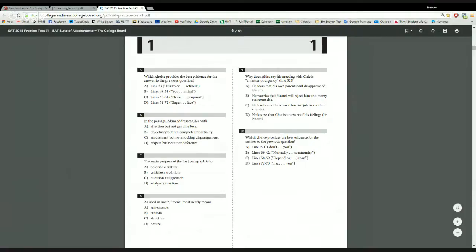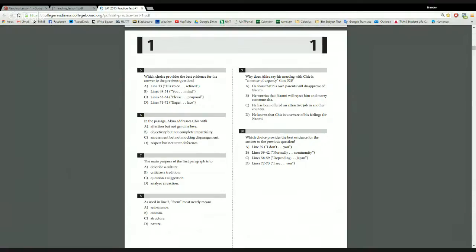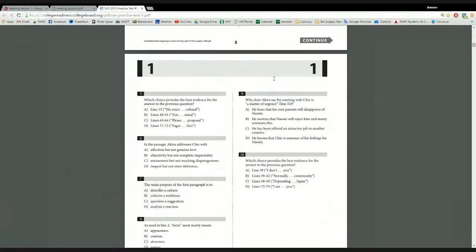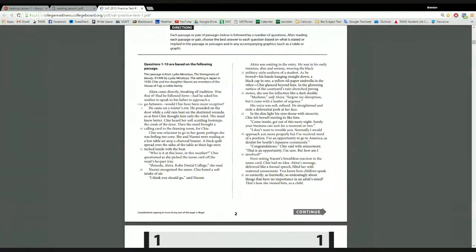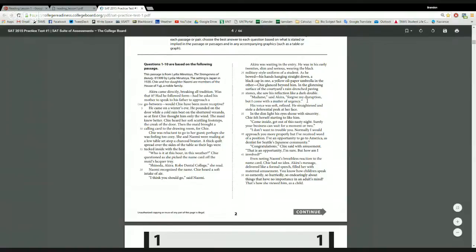Now we go to number 9. Why does Akira say his meeting with Chi is a matter of urgency? So we go to line 32. Madam, said Akira, forgive my disruption, but I come with a matter of urgency. So this one's pretty straightforward. They're asking what the matter of urgency is. So it's simply just reading above and below the lines.